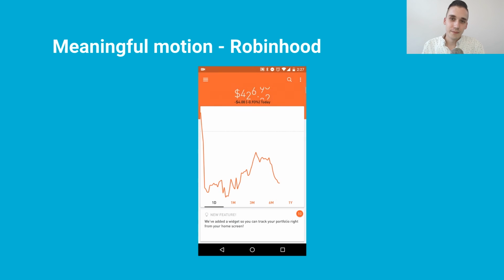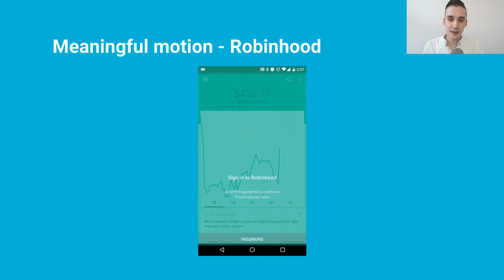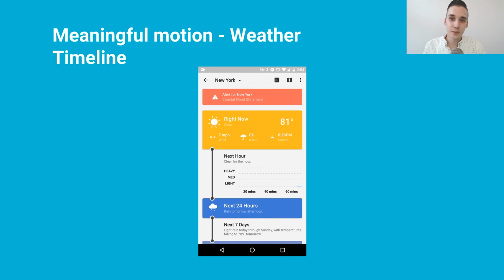And meaningful motion. In the Robinhood app, you can see that it draws focus to the fingerprint reader with this fingerprint animation, and then once you're in the app, your stock prices update live with rolling numbers, so your eye goes straight to that number to see what your total is for the day. Another example is Weather Timeline, and this is a smaller touch, but Weather Timeline has an animated icon set that draws your eye vertically down the list of weather predictions and also just adds a delightful detail to each card.